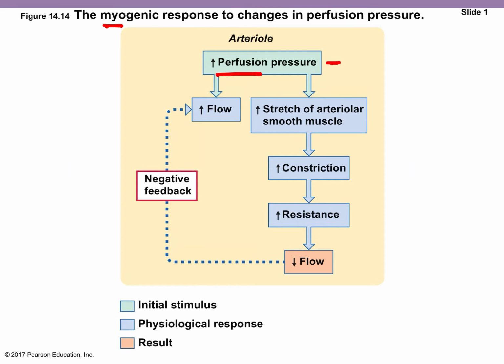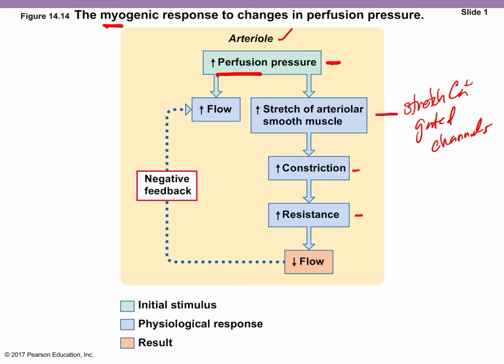So if we follow this flow chart, right, we have high perfusion pressure. That means that a lot of blood, perfusion means the blood coming to the tissue. So we have a lot of blood coming into this arteriole, this small blood vessel. This large amount of blood stretches that smooth muscle on the wall. As a response, because of those stretch calcium-gated channels, they are going to constrict. So you're going to have muscle contraction.